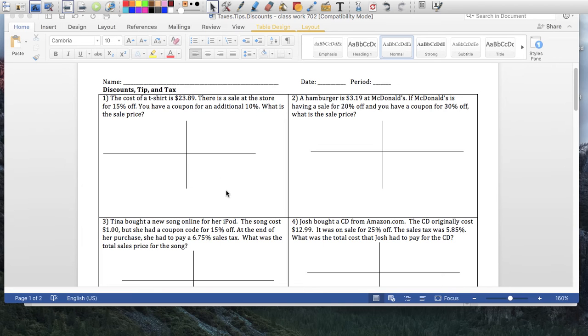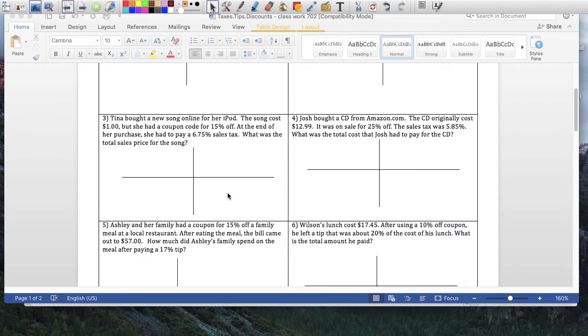Let me see if I find something different. Oh yeah, here's something with sales tax. Okay, so Tina bought a new song. The song cost $1, but she had a coupon code for 15%.